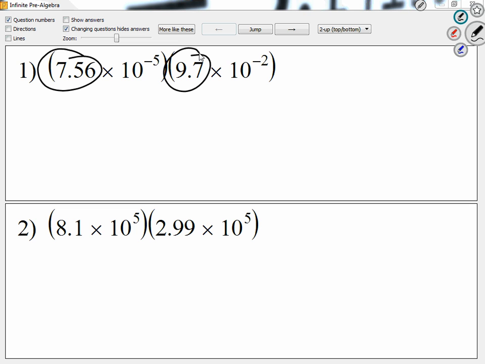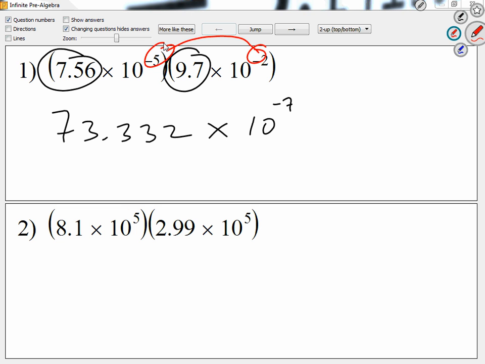In my case, I get 73.332. So let me write 73.332. Now way up there, let me bring this a little. Times 10 to the negative 7. For the exponent, we just added the exponent, right? Whenever we multiply numbers, it has the same base, we just add the exponent.